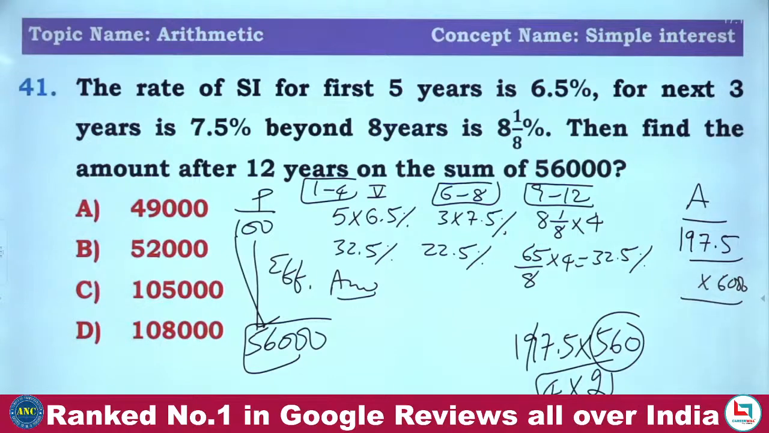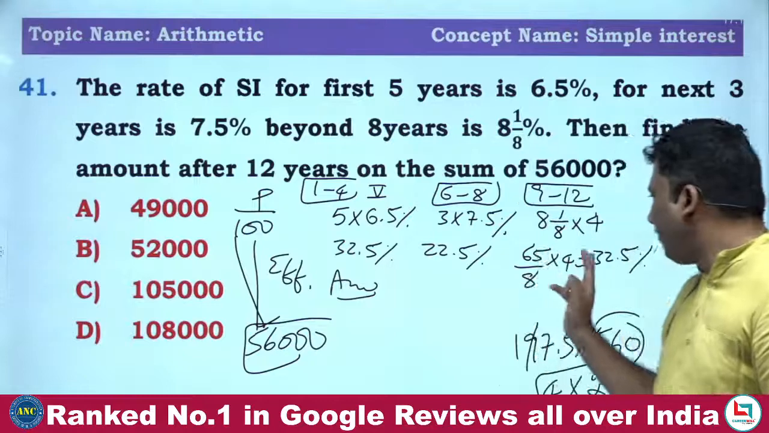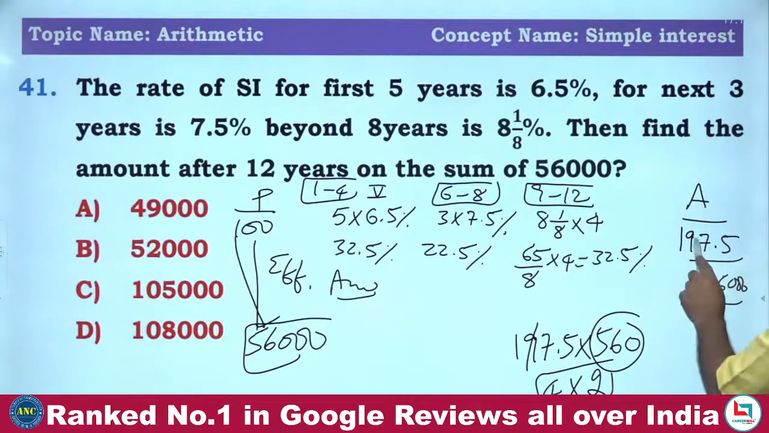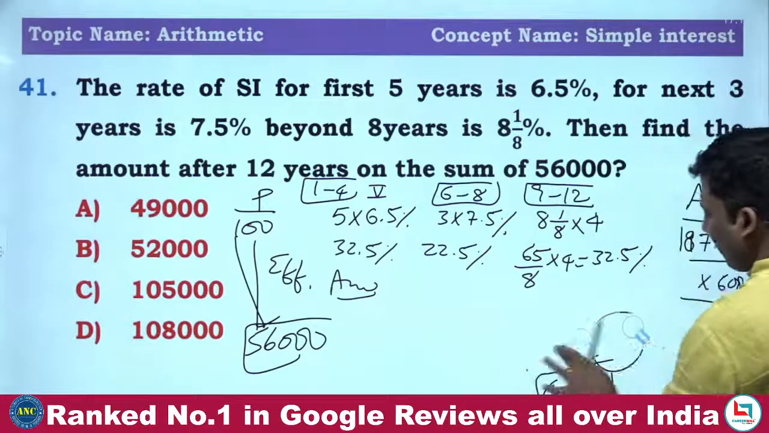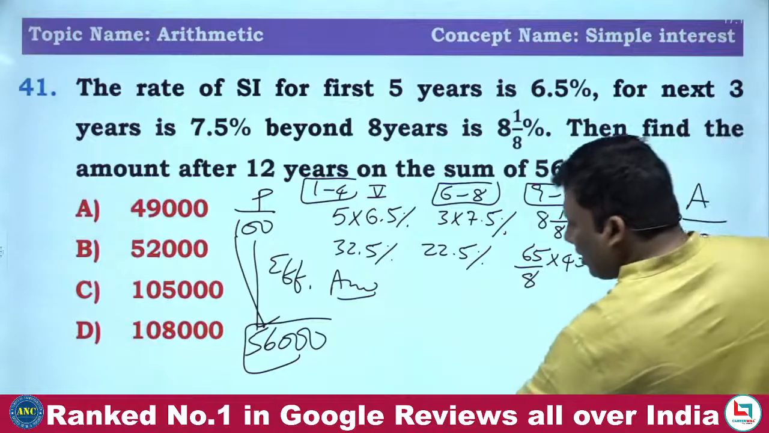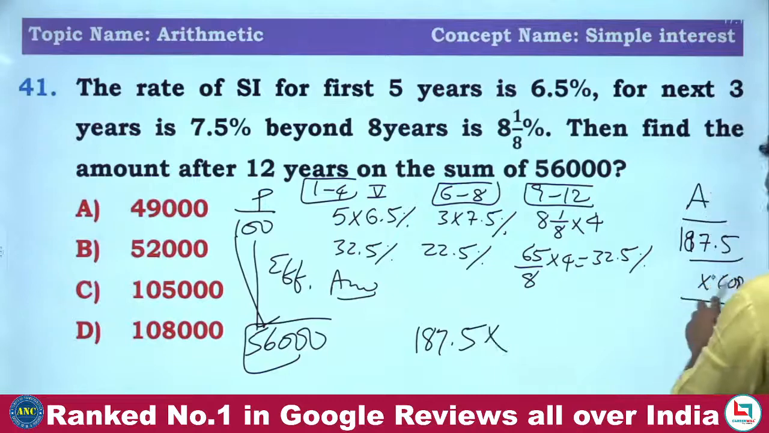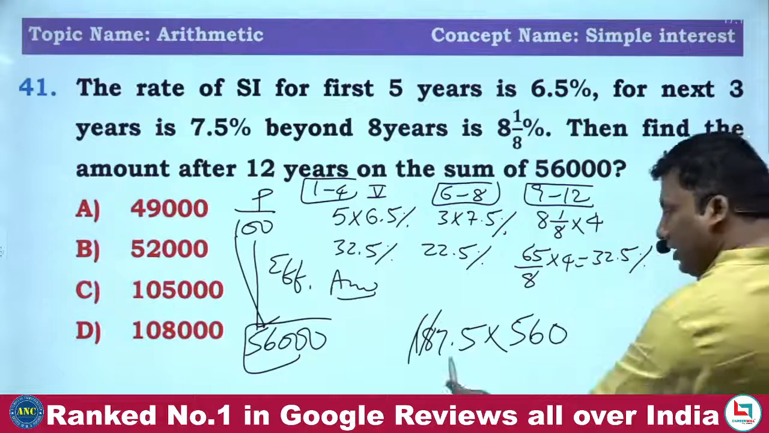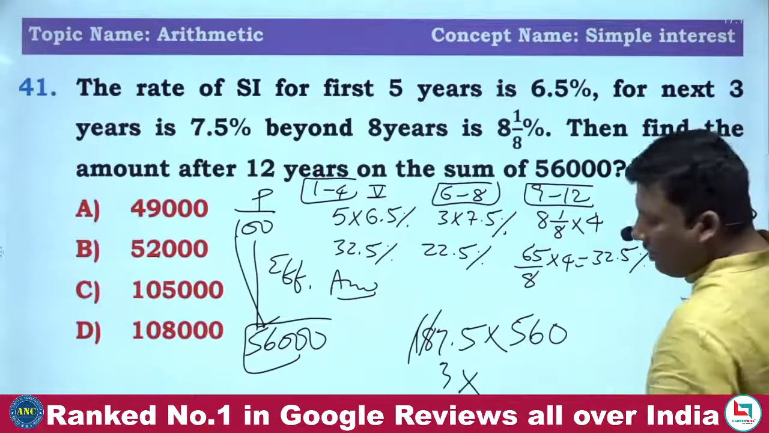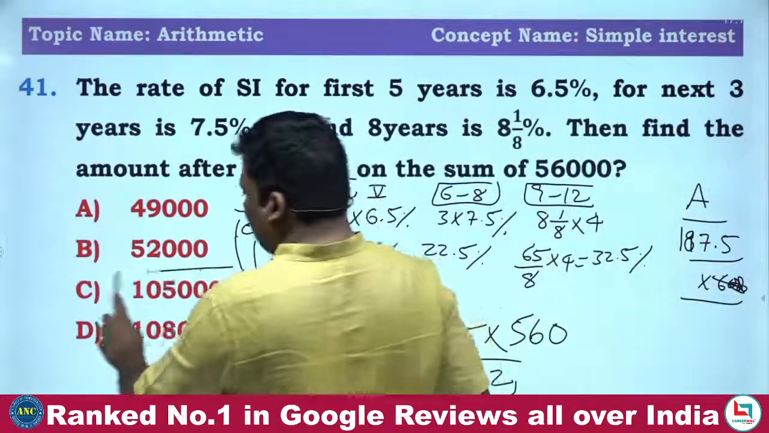Anywhere a calculation mistake is there, let us check. This will become 32.5 plus 22.5, 55. 55 plus 32.5 is 187.5. It is 187.5. Here it was a calculation mistake. It is 187.5 into 560. Now you use the digital sum, you will get the answer. 75: 7 plus 5, 12, 3. 560: 5 plus 6, 11, 2. 3 2s are 6. The answer where the digital sum is 6.